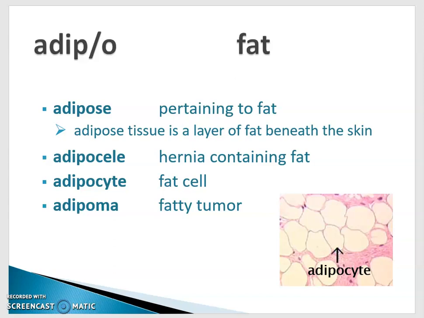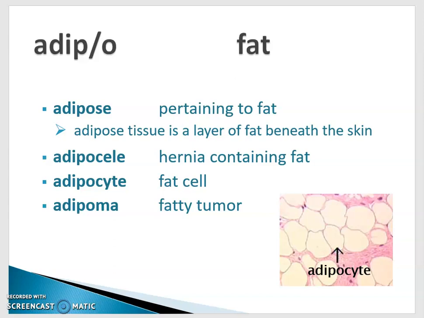Adipose means pertaining to fat, and just for an FYI, adipose tissue is a layer of fat beneath the skin. Adipocele is a hernia containing fat. To clarify, herniation is something going through a muscle wall. So sometimes we'll have a collection of fat cells that will push their way through a muscle wall. They cause a herniation. That's an adipocele.